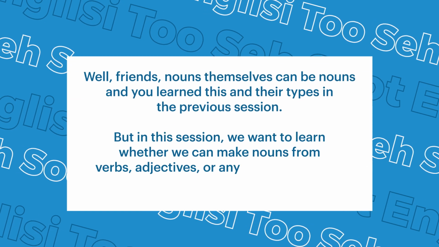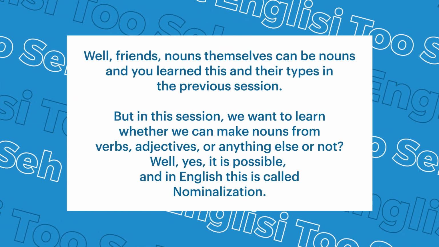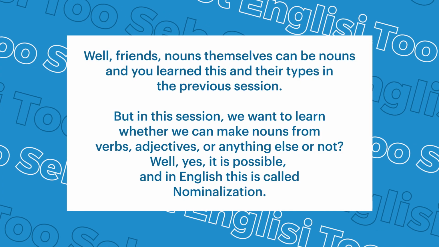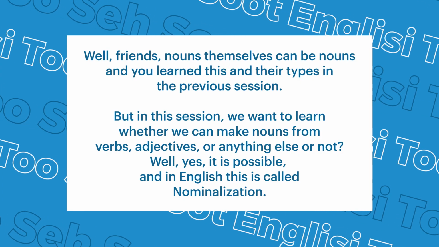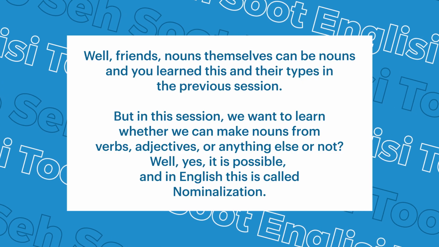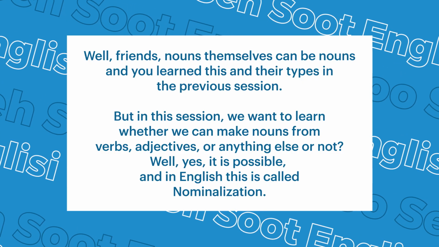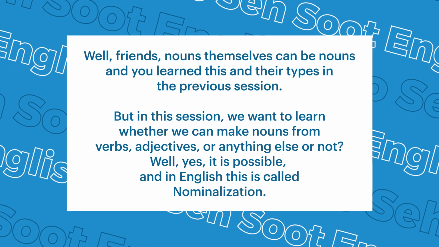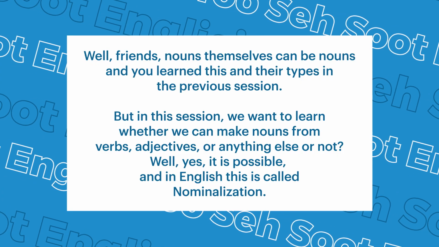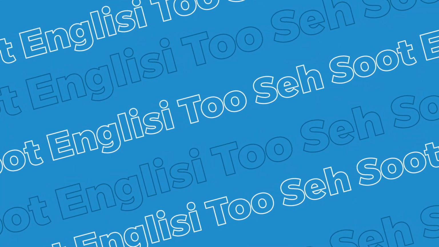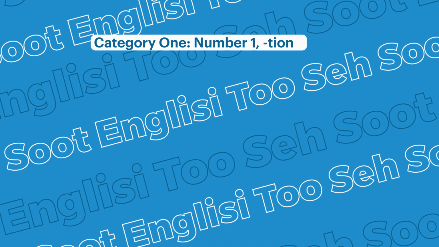Well, friends, nouns themselves can be nouns, and you learned this and also their types in the previous sessions. But in this session, we want to learn whether we can make nouns from verbs, adjectives, or anything else or not. Well, the answer is yes, it is possible, and in English, this is called nominalization. Okay, so let's get right to it. Category 1. Make nouns from verbs.